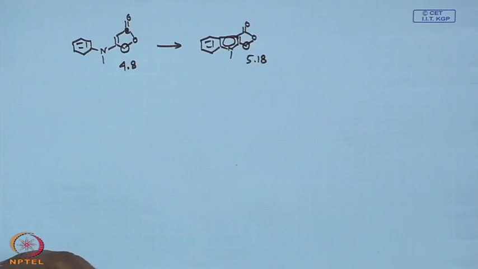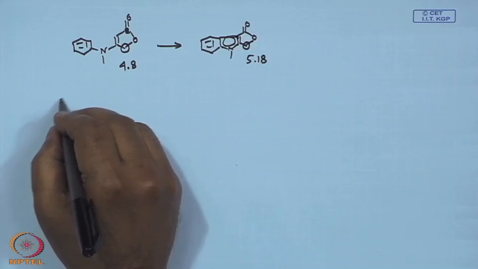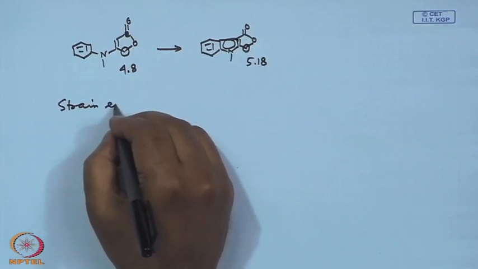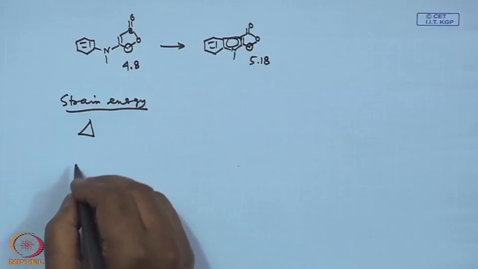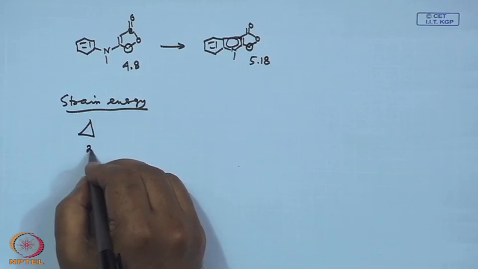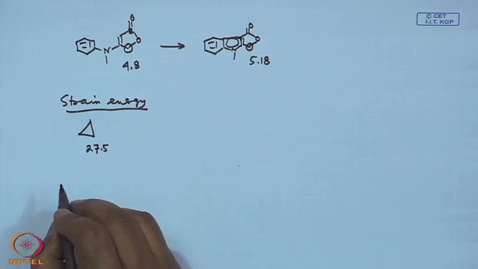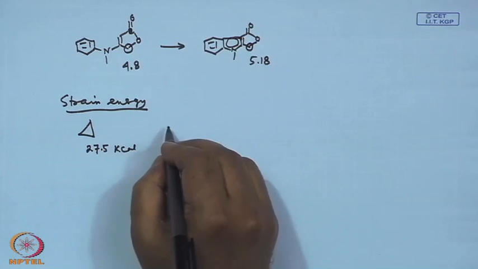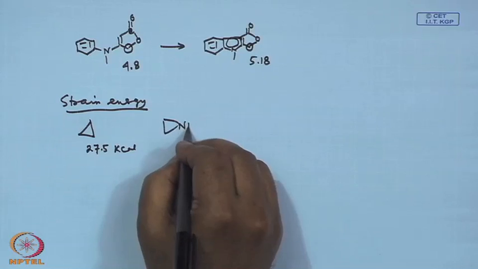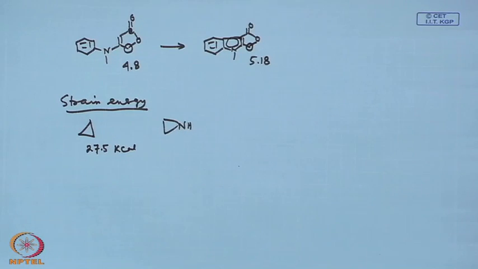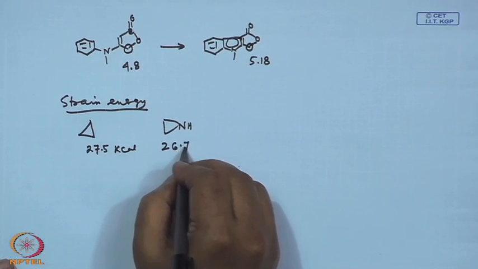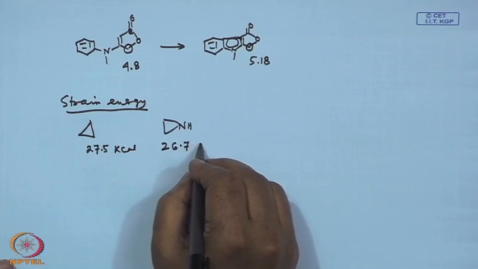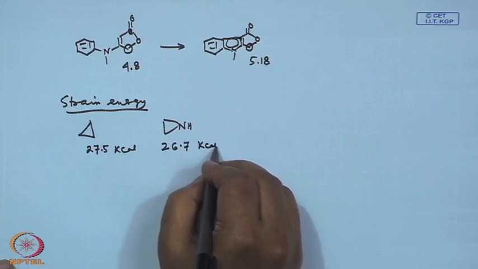Now the fourth, which I think you all know, is strain energy, the strain energy of a cyclic structure. Normally cyclopropane is again a reference. What is the strain energy for cyclopropane? Some of you probably know it is 27.5 kilocalories. What should be the strain energy for aziridine? It is slightly less, more or less comparable, and this is 26.7 kilocalories per mole.